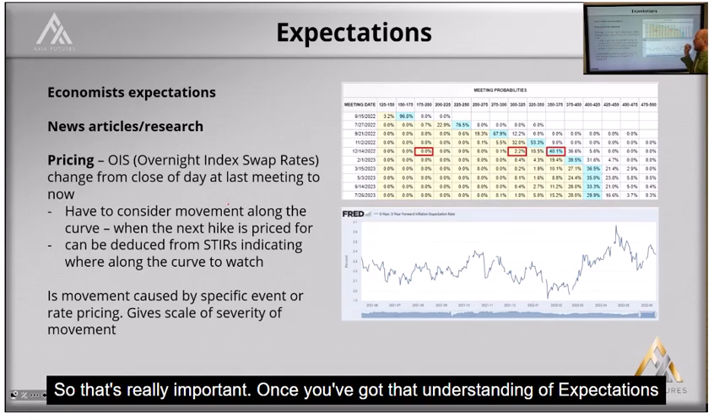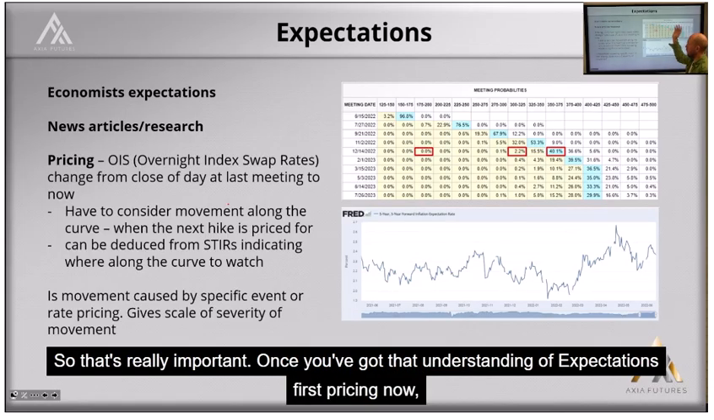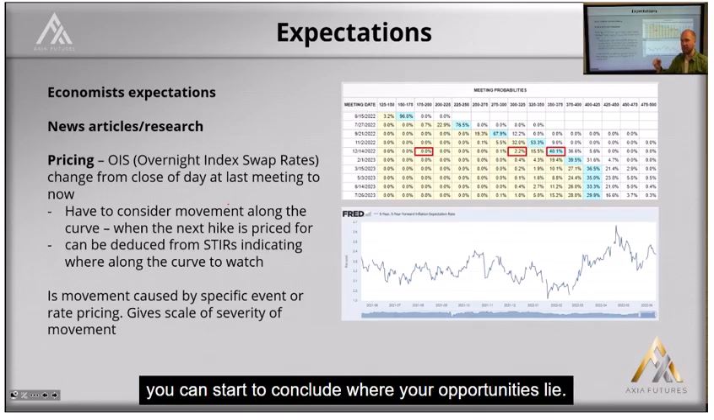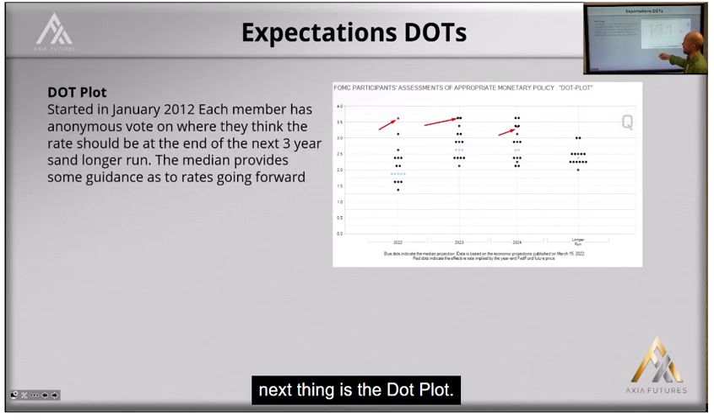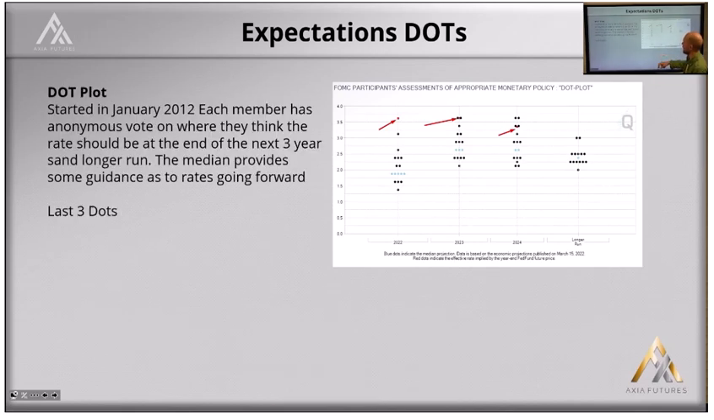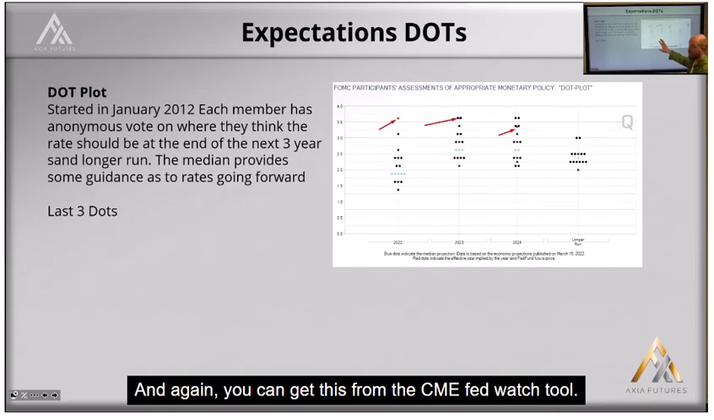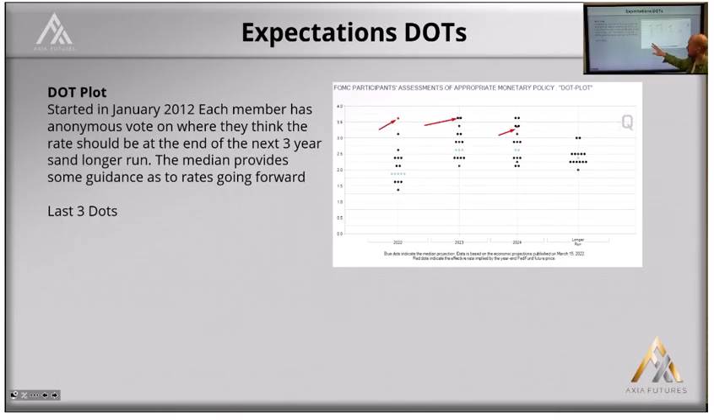So that's really important. Once you've got that understanding of expectations versus pricing, now you can start to conclude where your opportunities lie. So, next thing is the dot plot. What we've got here then, and again you can get this from the CME FedWatch tool, is your dot plot.